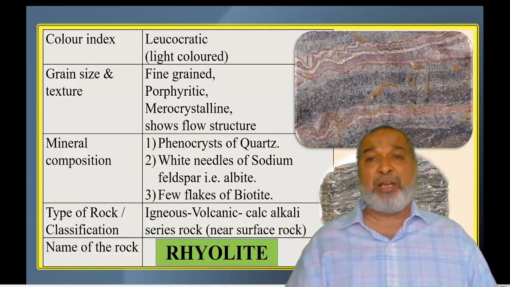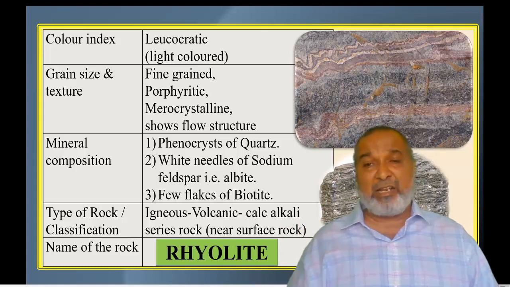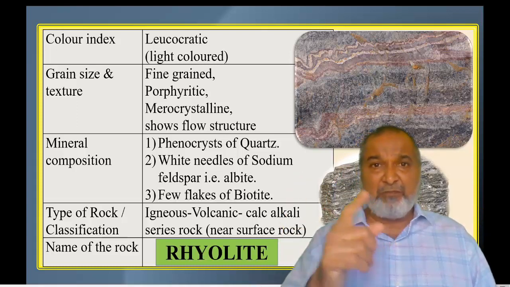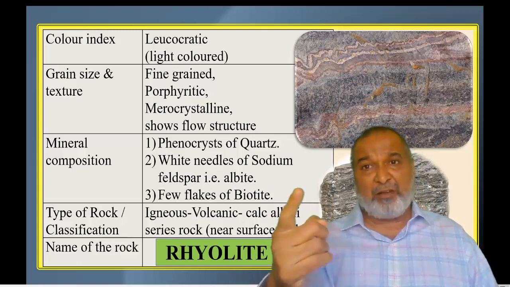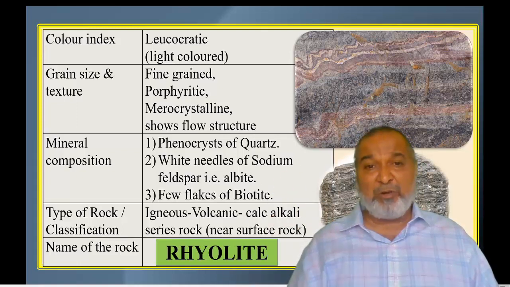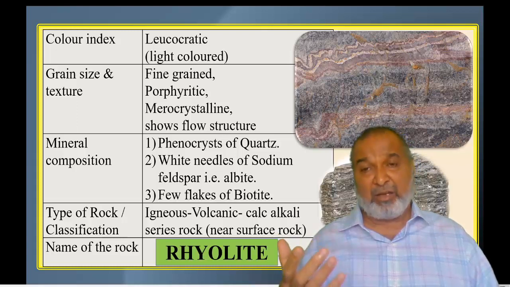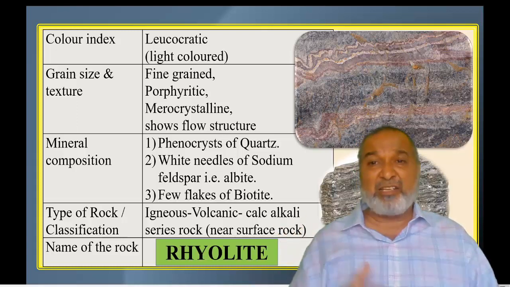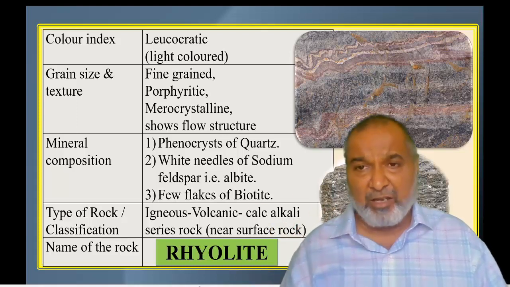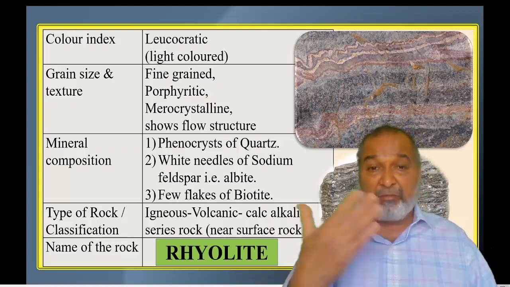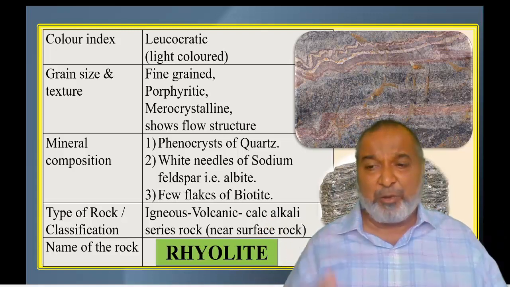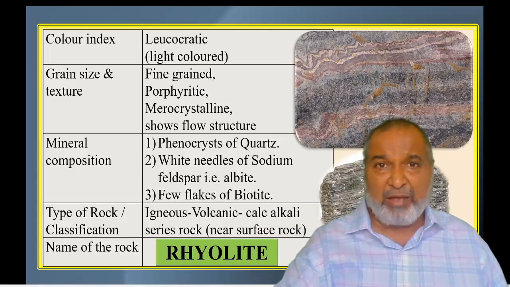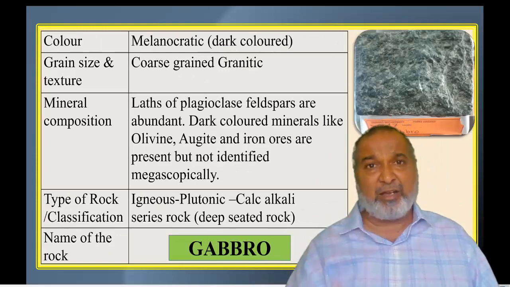Now once you make the classification from the color itself, we can mention acidic. Second, with the fine grain we can say volcanic, acidic volcanic. And here we can mention the alkali calc series because of the orthoclase. But if albite is identified, then we will write a calc alkali series rock. That is the rhyolite. So granite and rhyolite have the same composition.